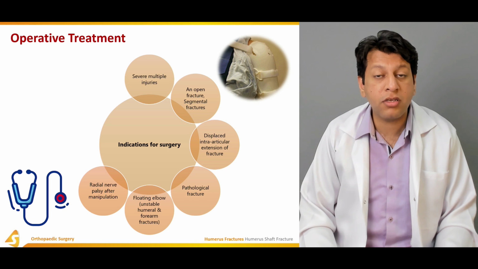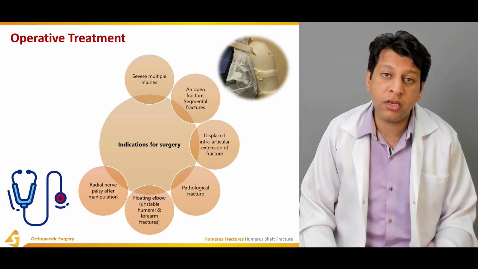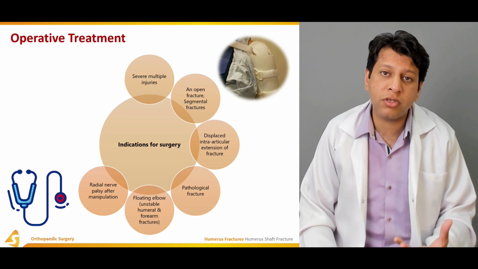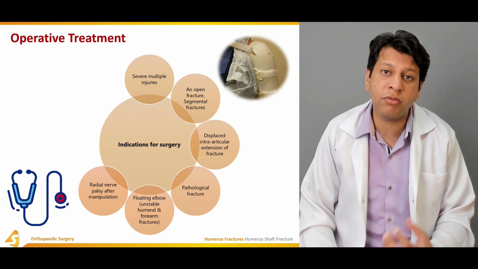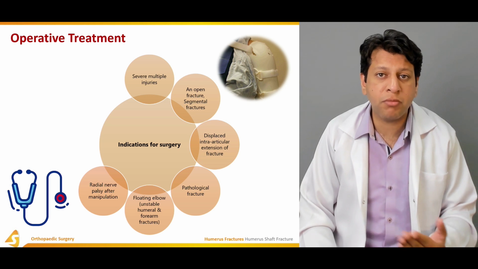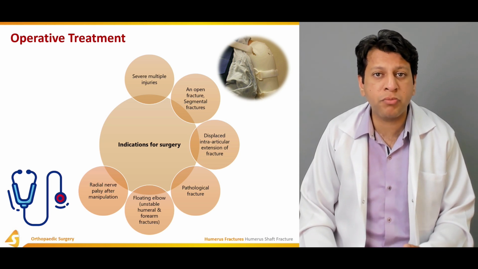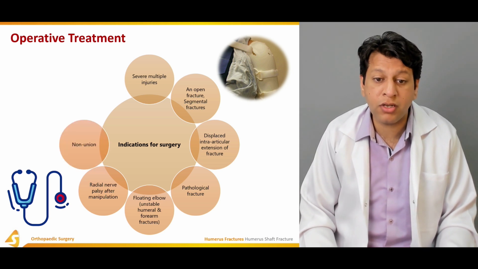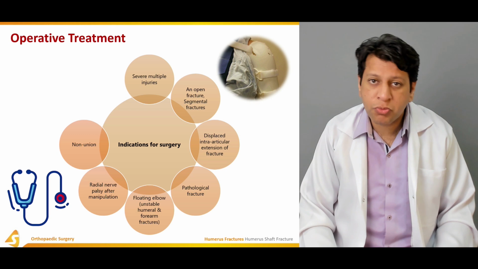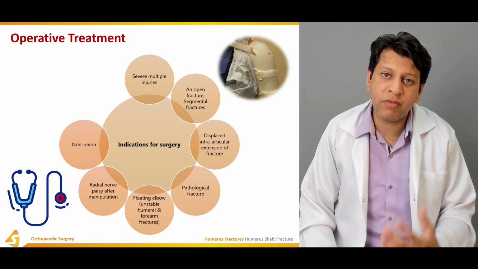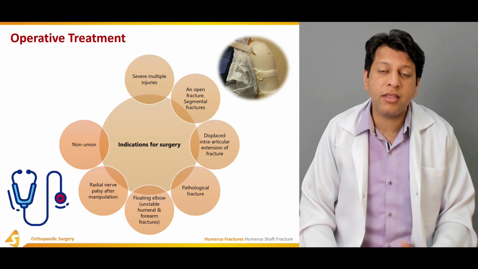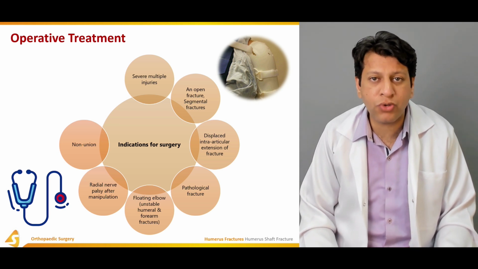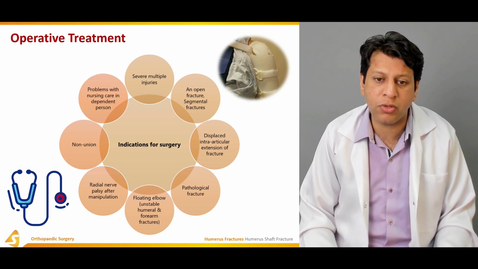A radial nerve palsy after manipulation, if initially there was none, but once you have manipulated it, this means there's probably damage to the radial nerve during manipulation of closed reduction, then it must be openly reduced and the radial nerve spared, and we have to go for fixation of the bone as well. Usually if the coaptation splint was applied and the patient later on developed non-union, then probably we will have to go for open reduction and internal fixation along with bone grafting to treat that humerus non-union as well.